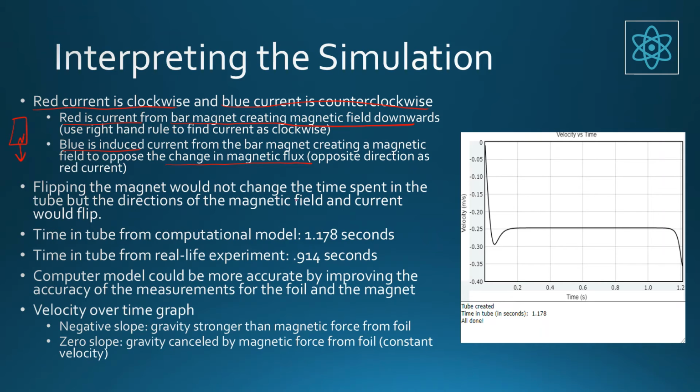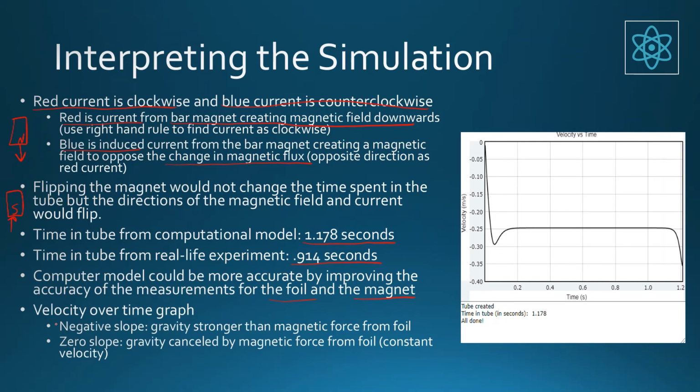Flipping the magnet would not change the time spent in the tube, but the directions of the magnetic field and current would flip, since we have the South Pole now creating a magnetic field pointing upwards. The time in the tube from the computational model was 1.178 seconds, compared to the real-life experiment of 0.914 seconds. The computer model could be made more accurate by improving the accuracy of the measurements for the foil and the magnet, as well as some possible human error while analyzing the real-life videos.